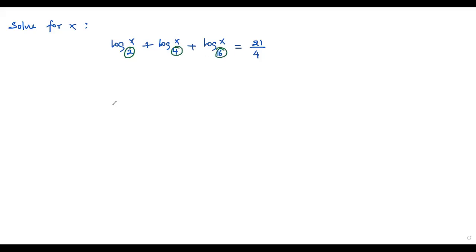Only if the base is the same for all the 3 logarithms, I'll be able to combine them using the product rule of logarithm. But here the base for the first one is 2, the base for the second one is 4, the base for the third one is 16. So the bases are different. So I need to do something else.